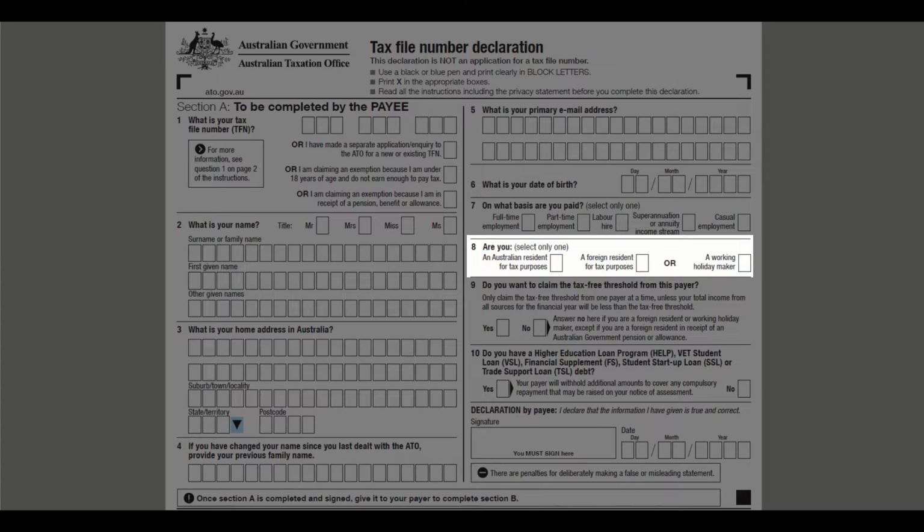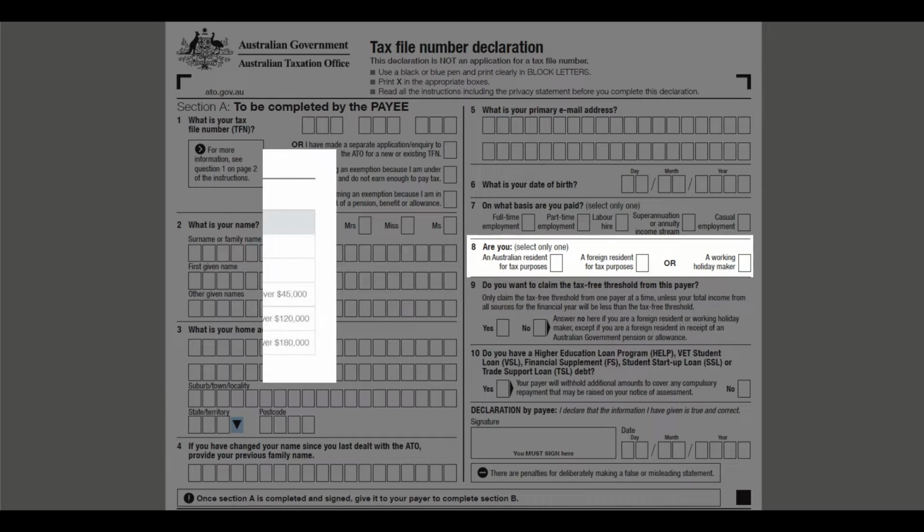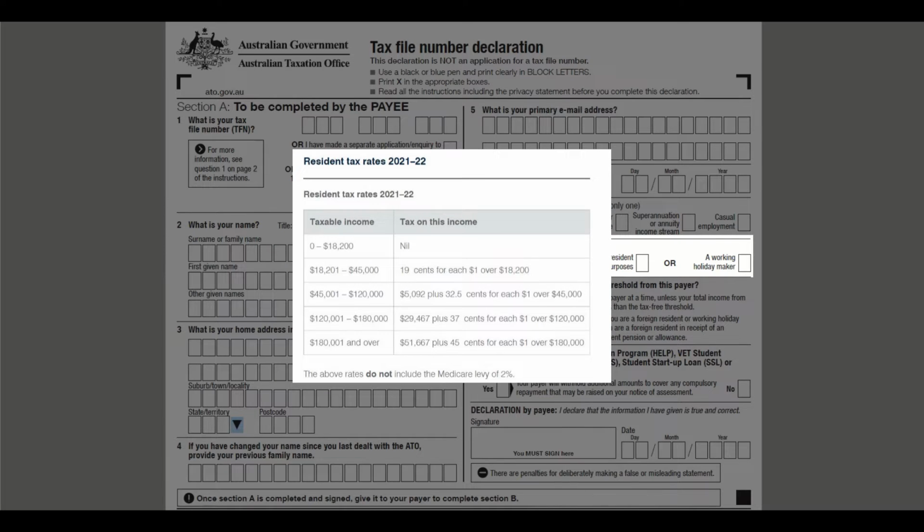Question 8 is another important question and will also affect what tax rate your employer withholds from your salary or wage. This question is separate to your citizenship or visa status. For most people that have worked and lived in Australia for all their lives or for many years, the answer is most likely to be Australian resident for tax purposes. This means your employer will withhold at the lower marginal tax rates available to Australian tax residents only.